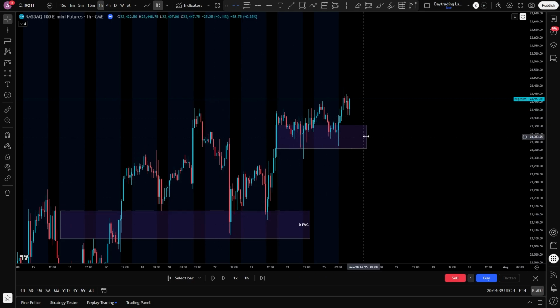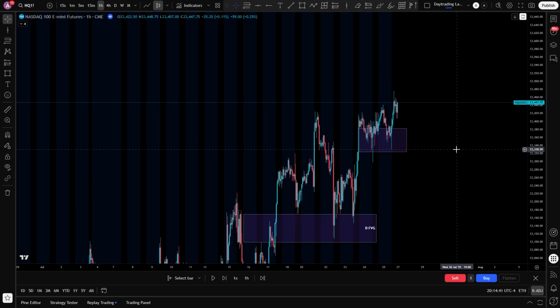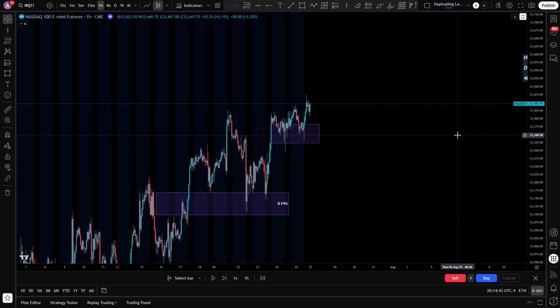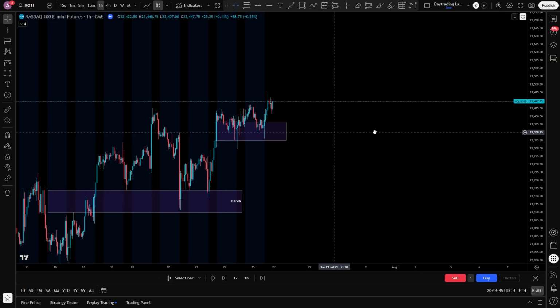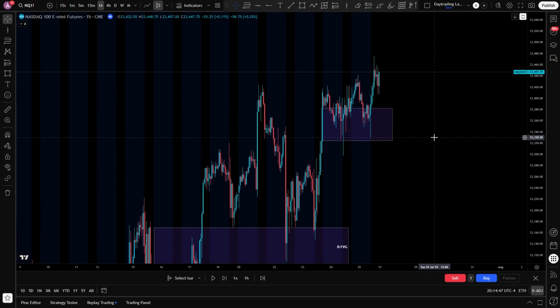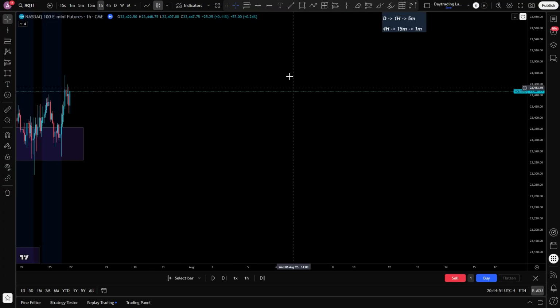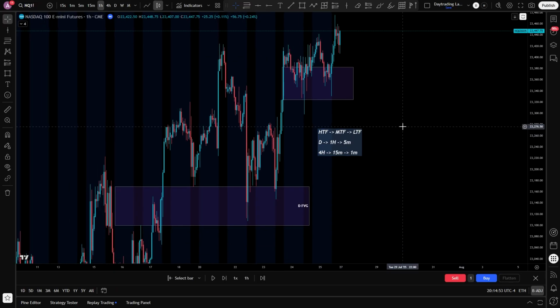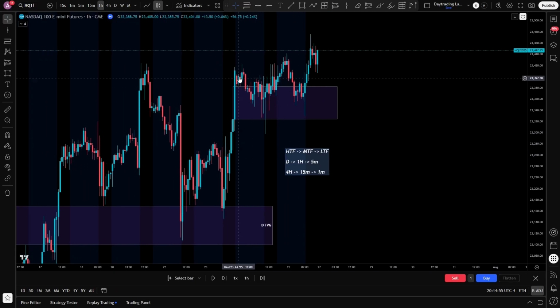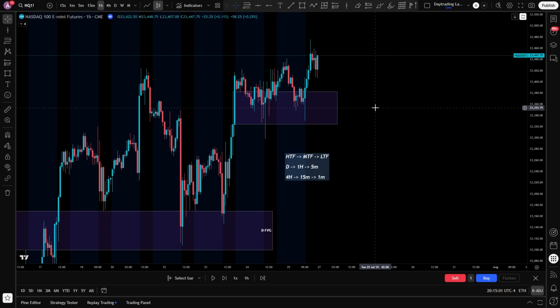This is where you want to wait. And then from that 1 hour fair value gap, we do the same thing on the 15 minute or the 5 minute. So we look for it to do the same pattern where it taps into the fair value gap and then it comes out and creates another fair value gap. And now here comes the most important thing that we're going to go through in the next lesson.